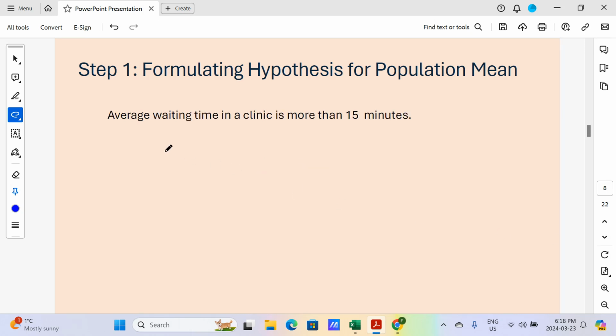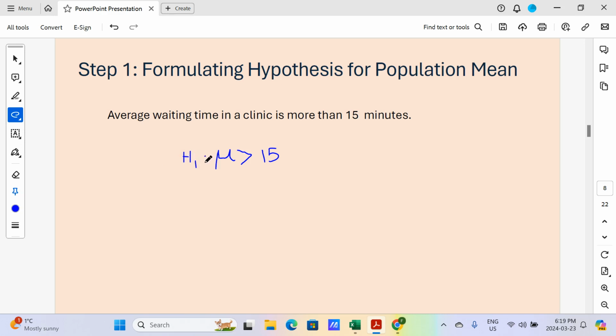So let me show you how to formulate hypotheses H0 and H1 for this question. This example says average waiting time in a clinic is more than 15 minutes. We are going to make a hypothesis testing for this claim or assumption. Average waiting time, mean, is more than 15. Look at here, I don't have any equality, so it cannot be H0. So that's H alternative. Already I have made H alternative.